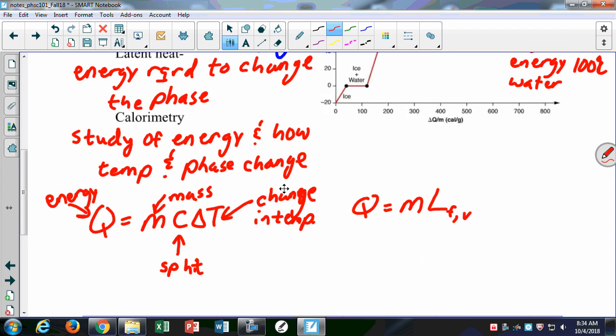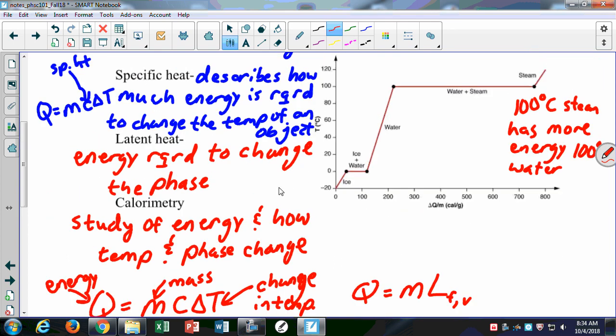All right, so for example, if I want to know how much energy is required to change a certain amount of ice to water, I take the mass of the ice and I multiply it times the latent heat of fusion. And that'll tell me how much energy is required to go from ice to water. Let me further explain this. LF is the latent heat.